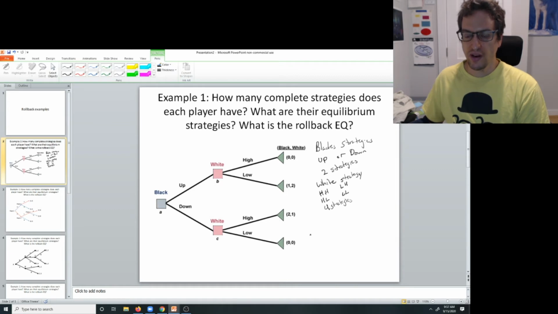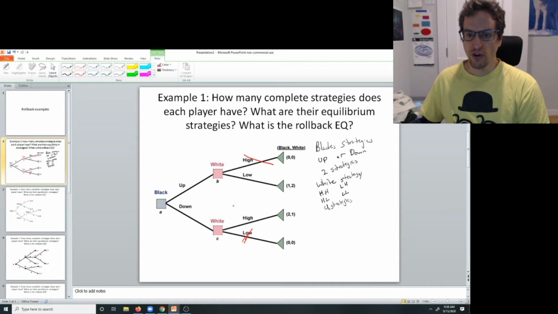Now, what about the equilibrium strategies? In order to do that, we want to do the rollback. To do rollback, we look at the terminal nodes first. We'll start here. In this case, if white goes high, they get 0 payoff. If they go here, they get 2. We can mark out high. They will never go high, it doesn't make any sense. 2 is better than 0. Here, 1 is better than 0. So high will be the choice if it's at C.